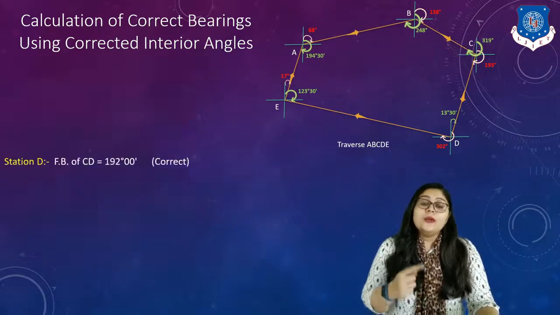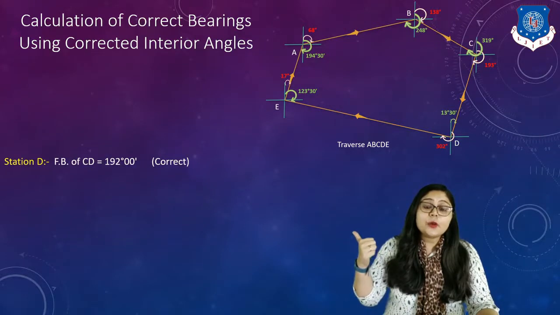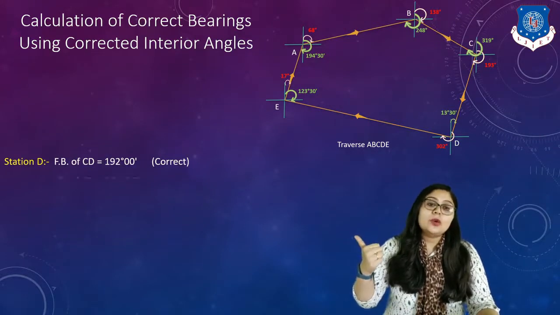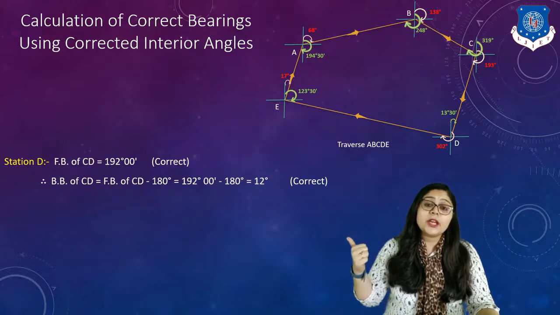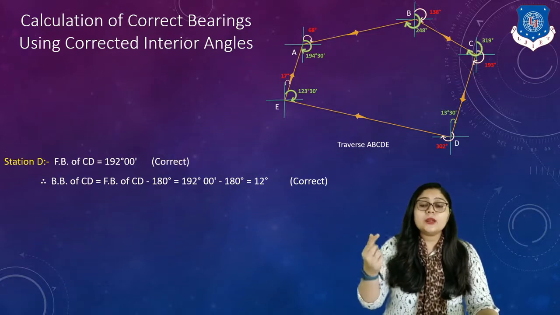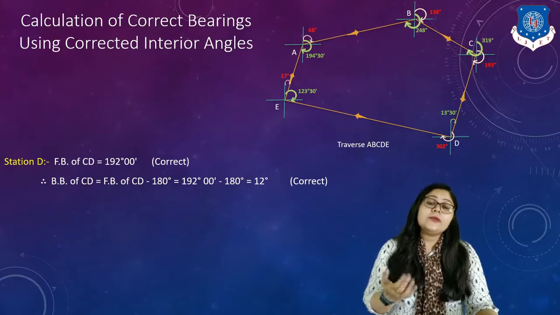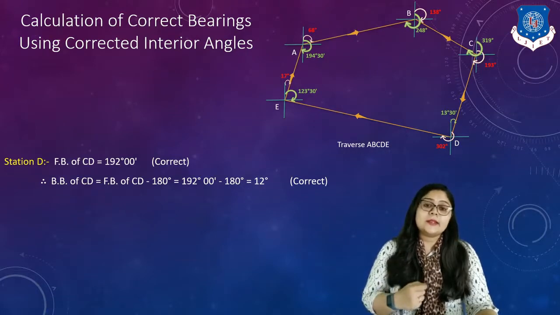So now for station D, the correct line that you have just found is the fore bearing of line CD. From this you can find the back bearing of line CD. Simply, if you know the fore bearing, you can calculate the back bearing. Here the value of the fore bearing is 192. It means it is higher than 180, so you simply subtract. So you get 12 degrees, which is the correct value of the back bearing.